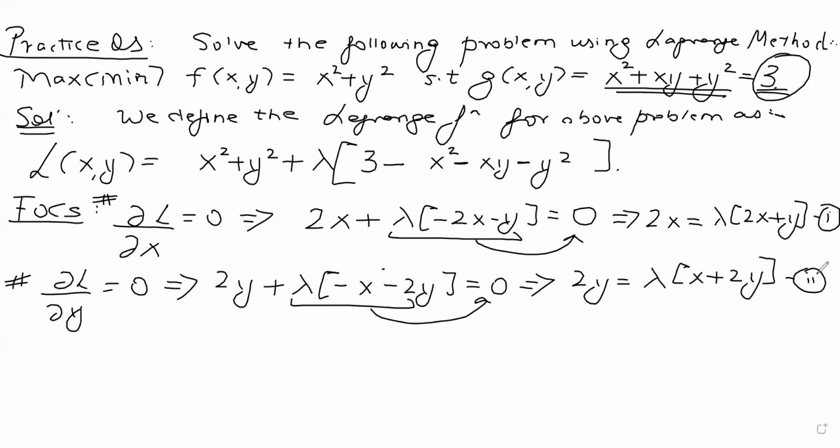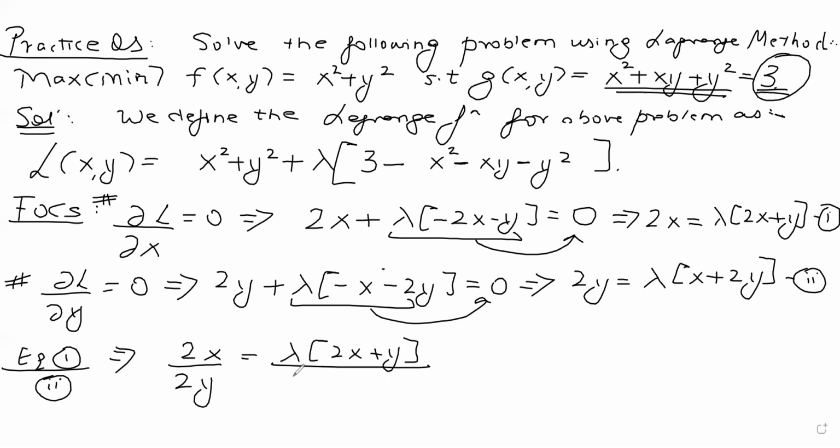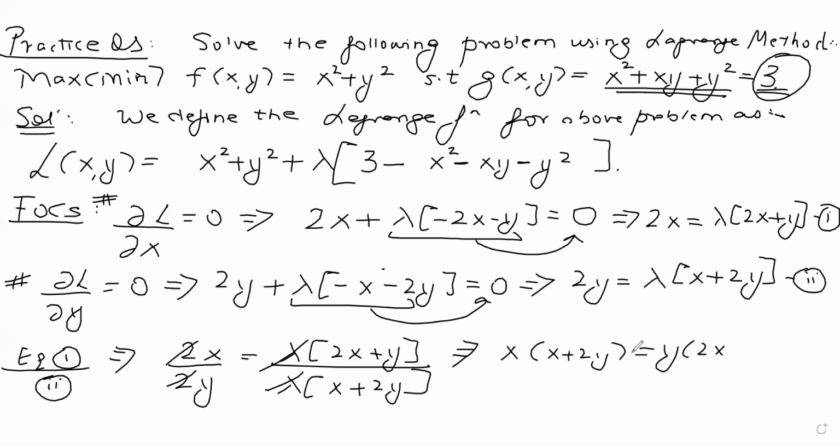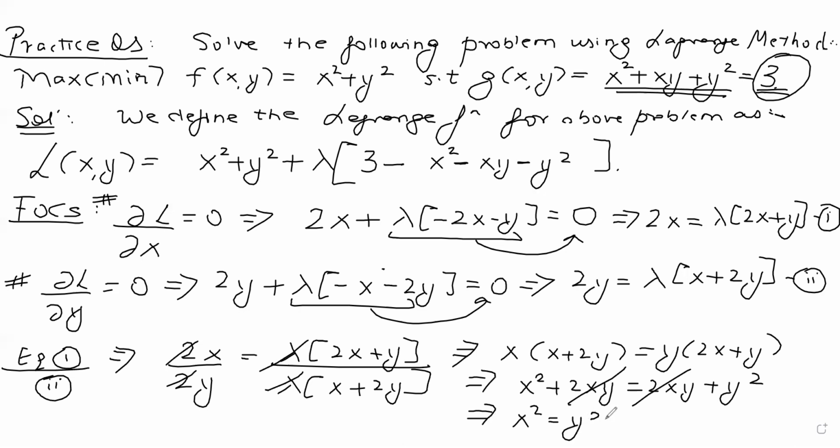So now we can divide equation 1 by equation 2. Equation 1 by equation 2 implies 2x by 2y equals lambda times 2x plus y upon lambda times x plus 2y. 2 cancels, lambda lambda cancels. I can cross multiply: x times x plus 2y equals y times 2x plus y, which implies x square plus 2xy is equal to 2xy plus y square. We get x square equal to y square.